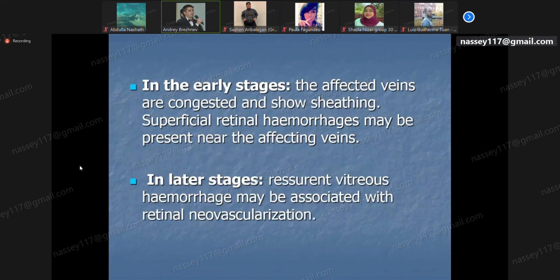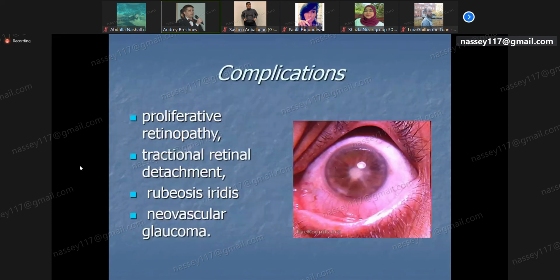In later stage, recurrent vitreous hemorrhage may be associated with retinal neovascularization, one more disorder which is associated with neovascularization, additional to the diabetic changes. Complications. Proliferative retinopathy. So ischemia, neovascularization, proliferation: 3 steps of the same process. Tractional retinal detachment: proliferative tissue causes the shrinking of the retina and detaches it in different areas.